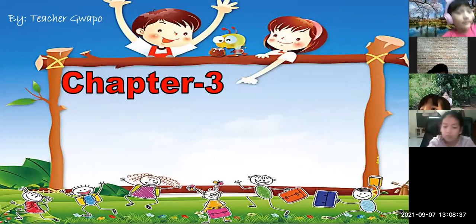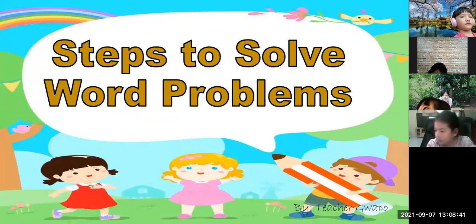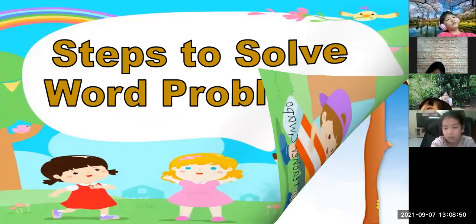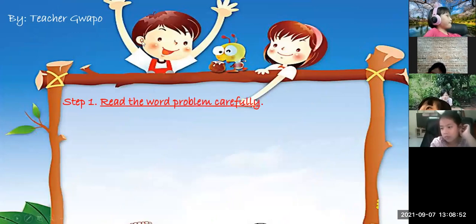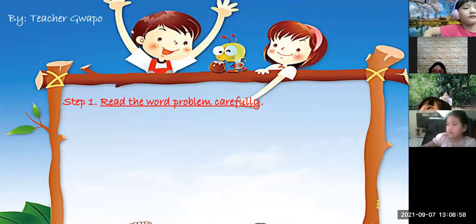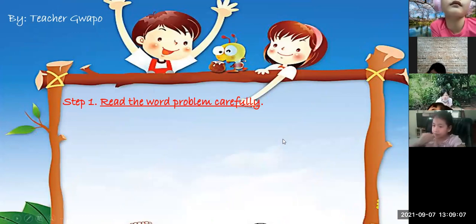Now we are in chapter 3, solving word problems on length. So here are steps to solve word problems. I will share to you the 5 steps on how to solve word problems. So let's proceed. Step number 1 is you must read the problem carefully. After you read, you must understand the problem.